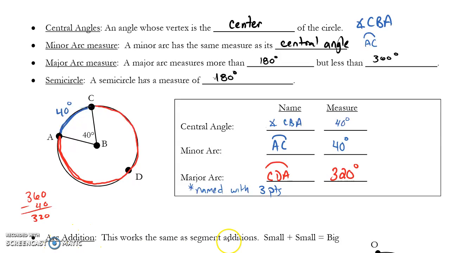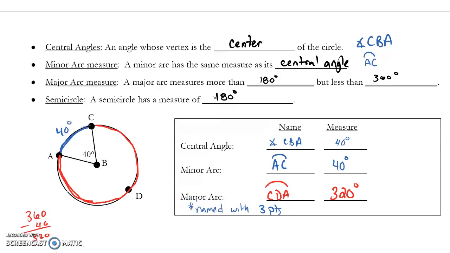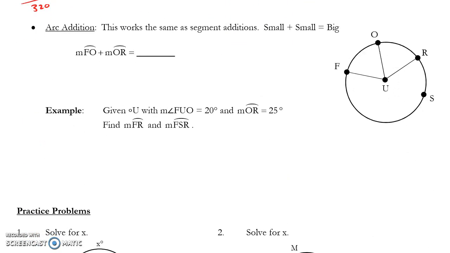It's the exact same idea as segment addition. Small plus small equals big. 320 in red plus 40 in blue equals 360, because the measure of a circle is 360 degrees. So I know that the measure of arc FO plus the measure of arc OR is equal to the measure of arc FR. Because I start at F, go to O, O to R: segment addition, angle addition, arc addition. They're all exactly the same idea.